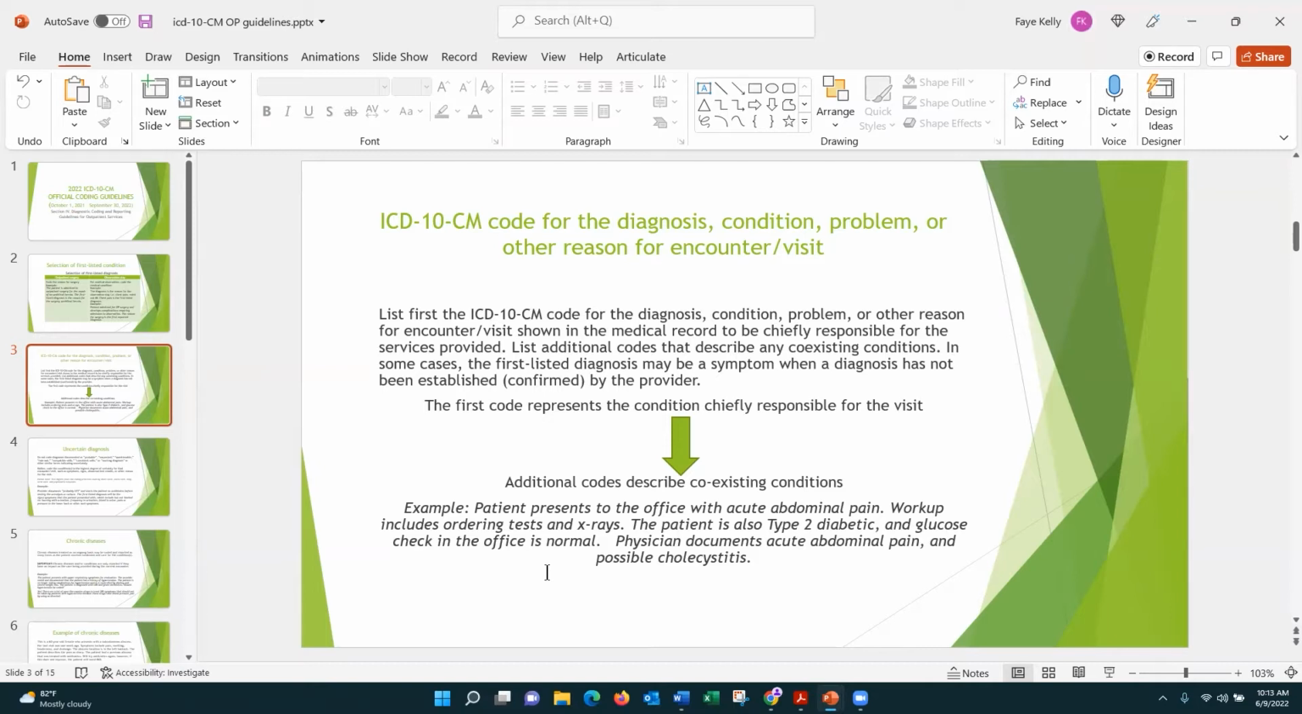So the physician documents acute abdominal pain and possible cholecystitis. Well, we can't code possible, right? So we're going to code the acute abdominal pain. Do we code the diabetes? Yes, we would. That's correct. This patient has diabetes. They did a glucose check in the office. Absolutely, we're going to assign that code as an additional diagnosis.